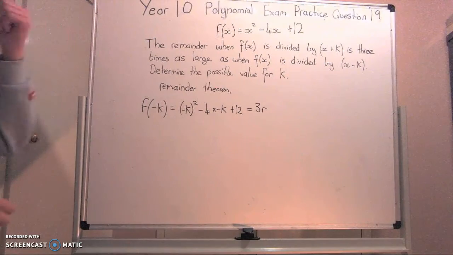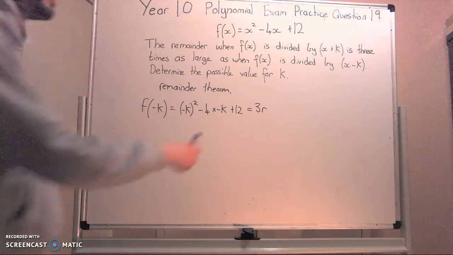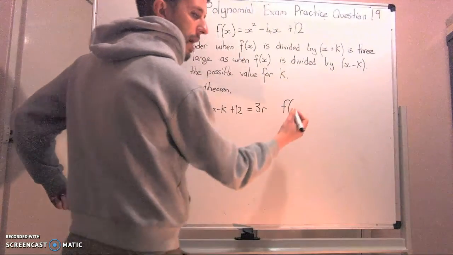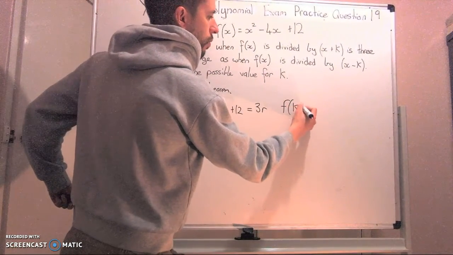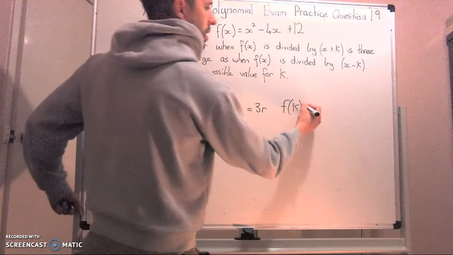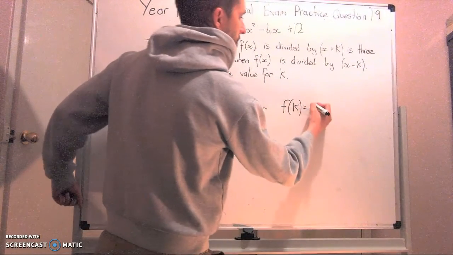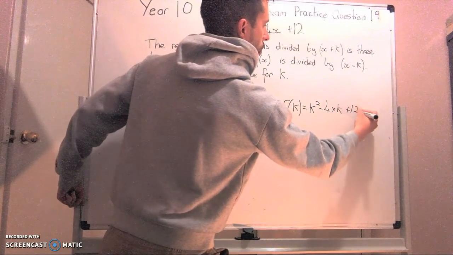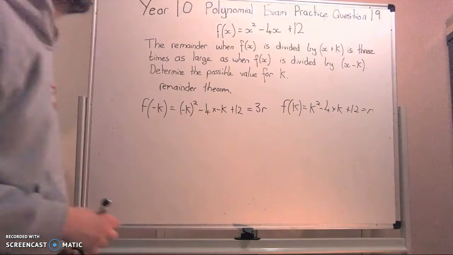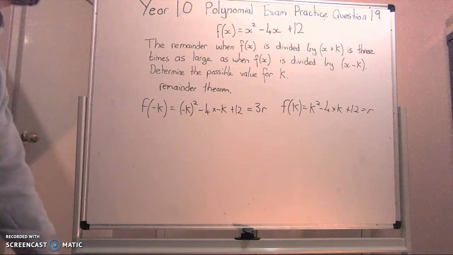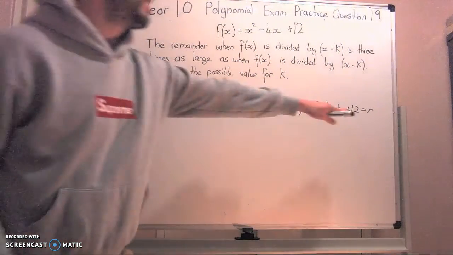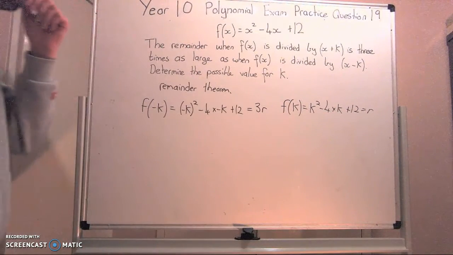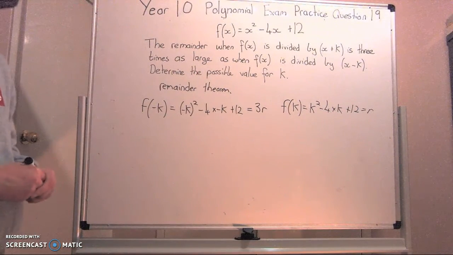I'm then going to use my other equation. It says, if I divide by x minus k, which means my function I'm going to be evaluating with k to make that 0. So if I substitute that in, it becomes k squared minus 4 times k plus 12, and that gives me my remainder. So that's showing me that whatever that r is, this one here is 3 times that amount, and that's my remainder. So that's the best way that we are able to work this out.